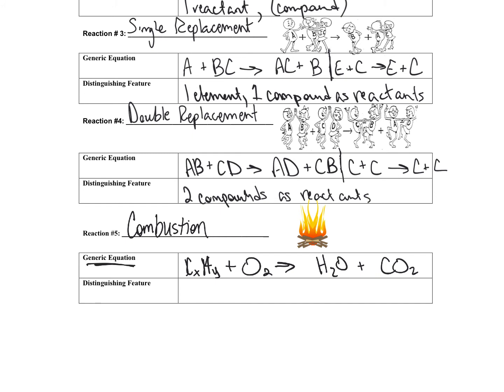So even though this is a generic equation, combustions always take the same pattern. You have a hydrocarbon, so this X and this Y are the only things that ever really change, the number of carbons and hydrogens, plus oxygen makes water and carbon dioxide. So distinguishing feature, how do you recognize it? Your reactants are always going to be a hydrocarbon plus oxygen. I'll even write that out since we're using words, plus oxygen. If these are your reactants, you know you have a combustion every single time.